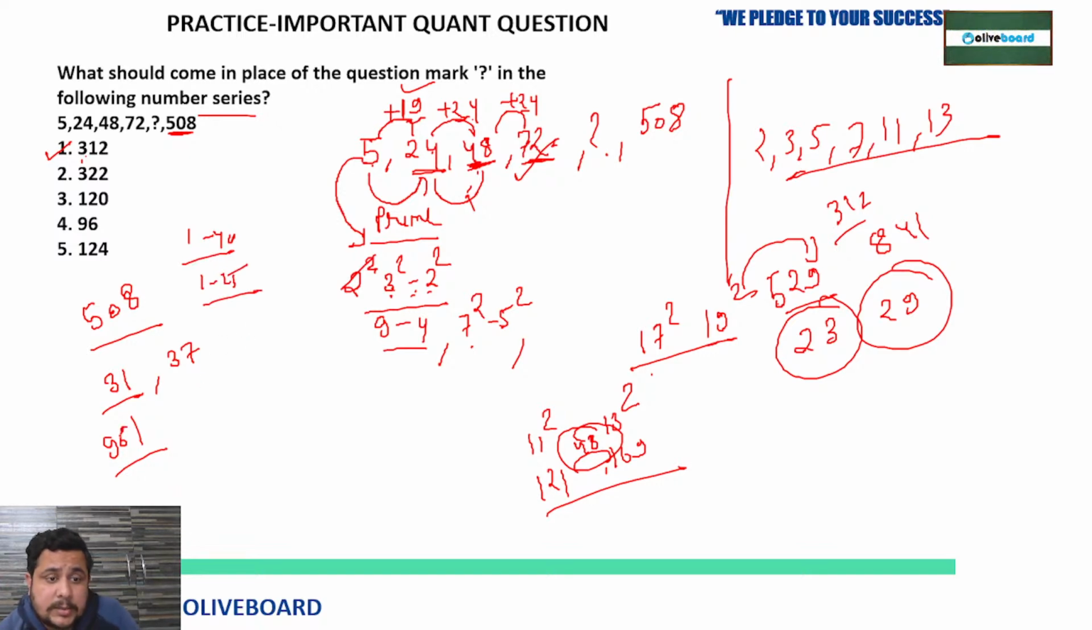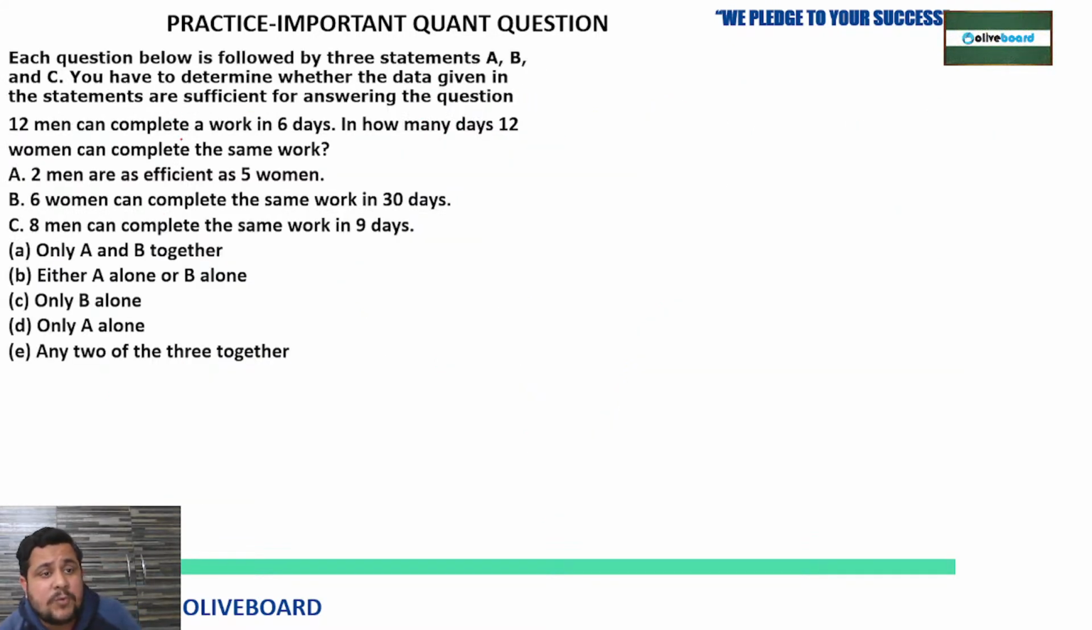Now see, 961 and the square of 37 is 1369. So just take the difference between these two, so that is 508 here. So it is following. Our answer will be that option. Let's move on to the next question.